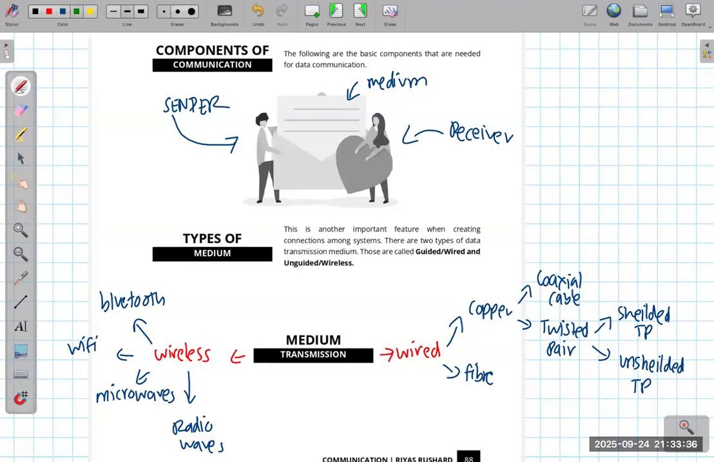Fiber optics uses light to transmit. Copper uses electricity to transmit data. Wired and wireless. Wired we call guided medium, wireless we call unguided medium.